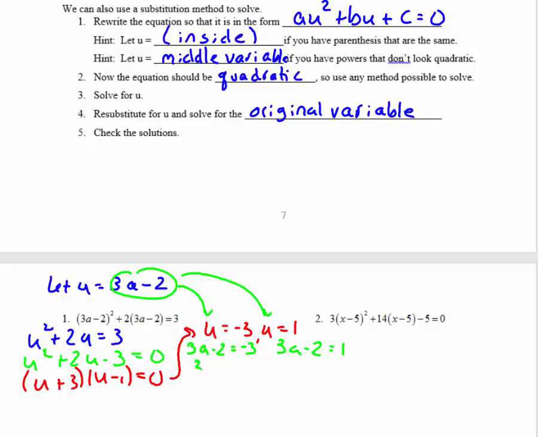So I'm going to add over the 2, so 3a equals negative 1, divide by 3, so a is going to equal negative 1/3. On the other equation, I'm going to add over the 2, so 3a is going to equal 3. I'll divide by 3, so a is going to equal 1. So my two answers are negative 1/3 and 1. If you want to go the old technique, you could certainly do so. It's just going to take you a lot longer.